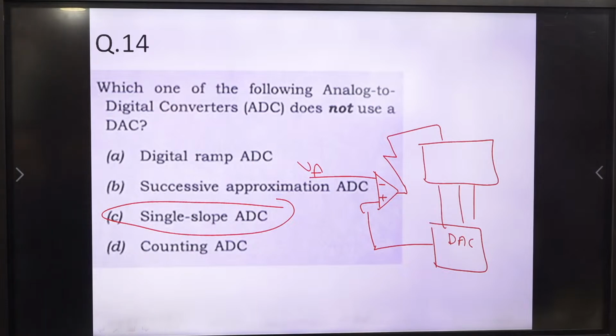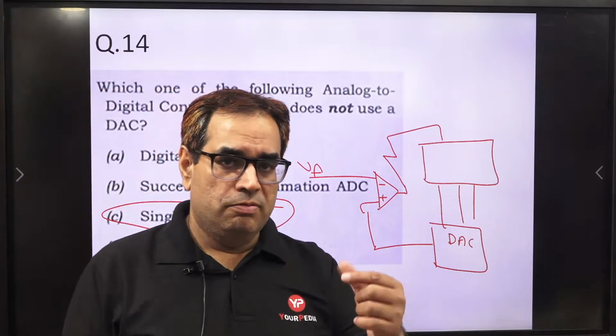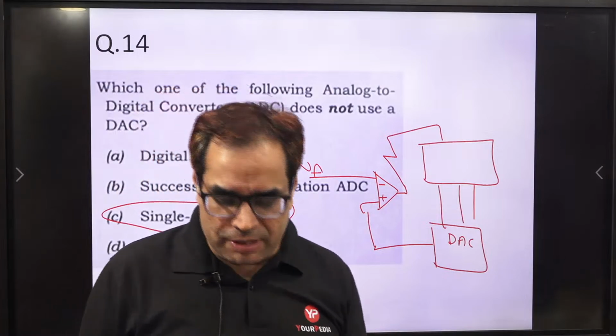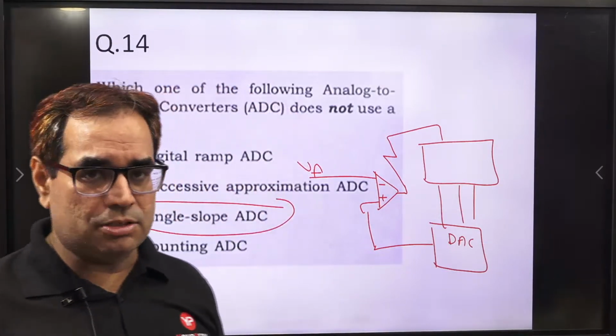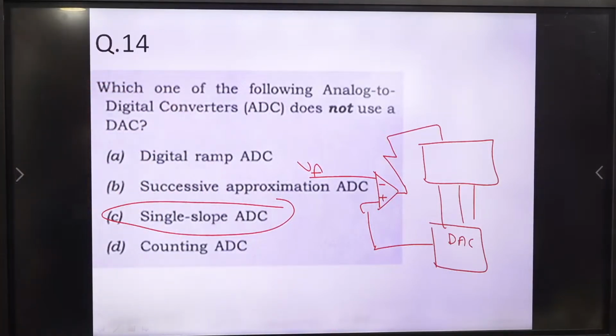This is the concept. And the fastest ADC, having the highest speed? Flash type converter has the fastest speed. And which one is the slowest? Dual slope is the slowest, but it is a very accurate ADC. So these are the important points which you should remember.